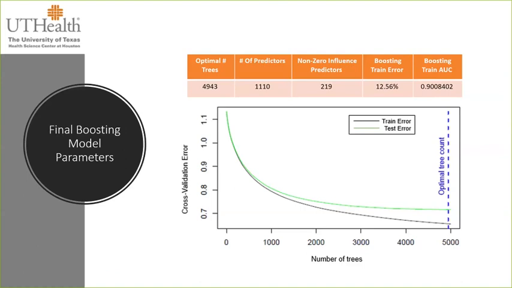The graph plots the 5-fold cross-validation error versus the number of trees while tuning the boosting model. The green line is the test error and the black line is the training error. The blue vertical line shows the optimal number of trees that were chosen.